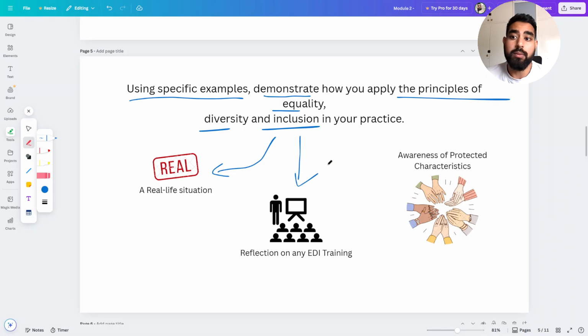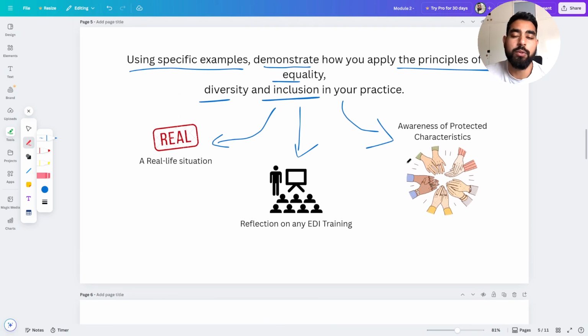Another example could also be a reflection on any EDI training that you've received. So any online e-learning that you've done that you've got a certificate for, you can use that as evidence. And also you can write about your awareness of the protected characteristics and how they are protected at your workplace. So those are the sort of tools that we can think about gathering when it comes to writing this evidence.